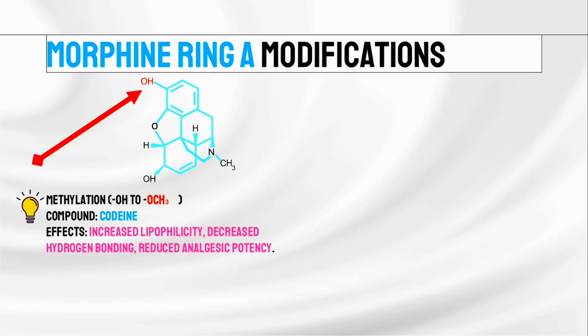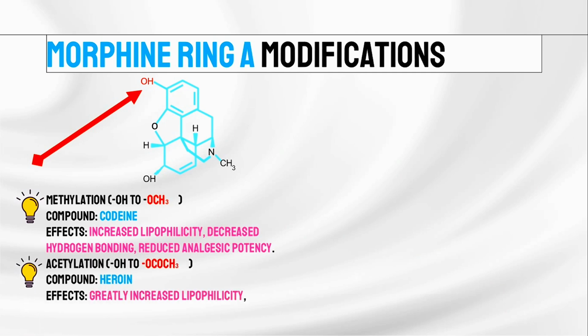Next up, acetylation, the birth of heroin. When both hydroxyl groups at positions 3 and 6 are adorned with acetyl groups, OCOCH3, we get heroin, also known as diacetylmorphine. Greatly increased lipophilicity: heroin's enhanced fat solubility lets it rocket through the blood-brain barrier at lightning speed.